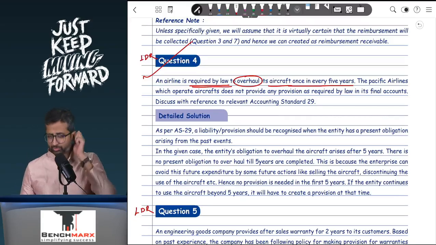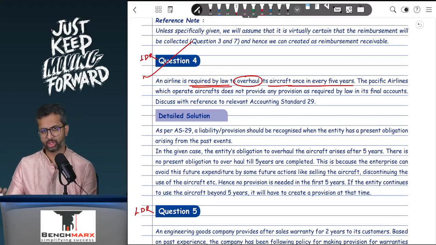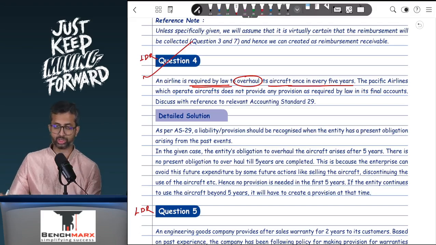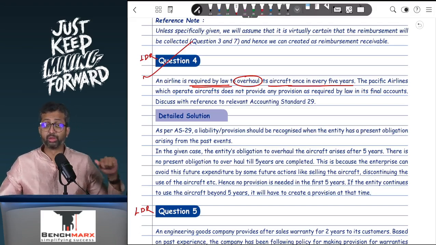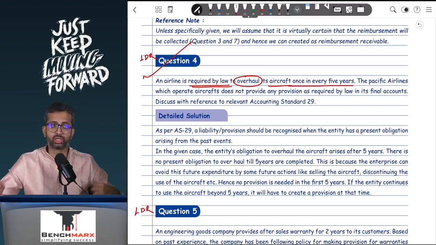So when do you think the obligation to overhaul arises? Sir, the obligation arises after 5 years are passed, or the obligation arises the moment you purchase? Sir, it is after 5 years. No, sir, it is required by law that we have to overhaul every 5 years. So the obligation arises the moment you purchase.